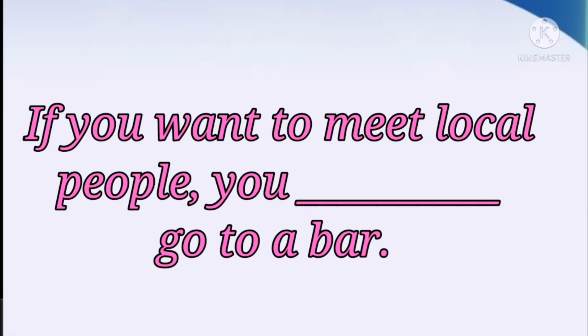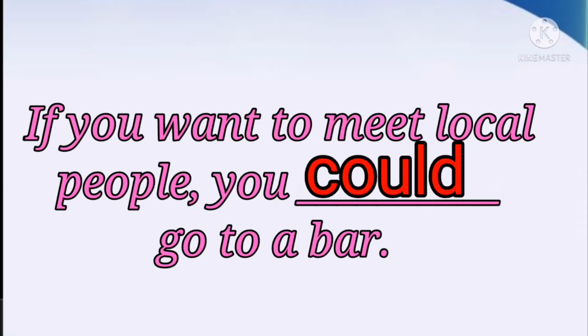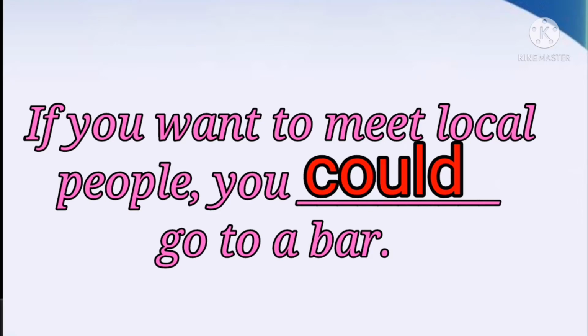Here is a sentence. If you want to meet local people, you dash go to a bar. So, if you want to meet local people, you could go to a bar, you would go to a bar, you should go to a bar. 3, 2, 1. So the correct answer is, if you want to meet local people, you could go to a bar. It's a polite suggestion. We use could to give a polite suggestion.